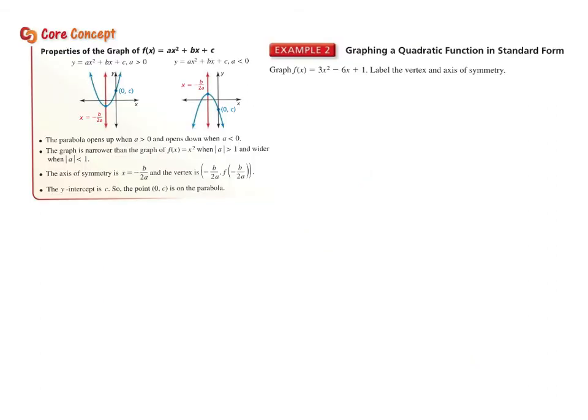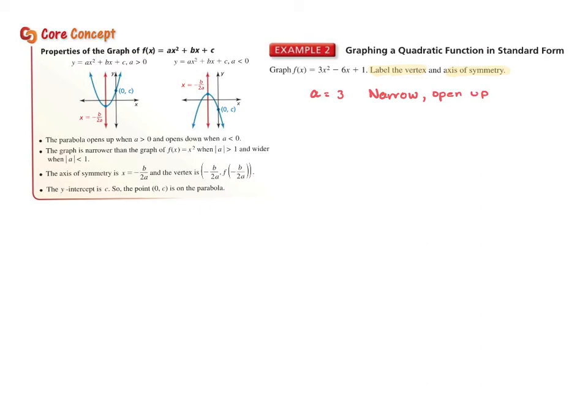So let's take a look at a parabola that is in standard form. We've got to do a few things to it. They want us to label the vertex and the axis of symmetry, and we're going to graph this, but we can do a lot of work before we even start graphing. First of all, let's identify what a is. a is equal to 3. That 3 being bigger than 1 tells us the parabola is going to be a narrow one. It's also positive, which means it's going to open up. We know that right away.